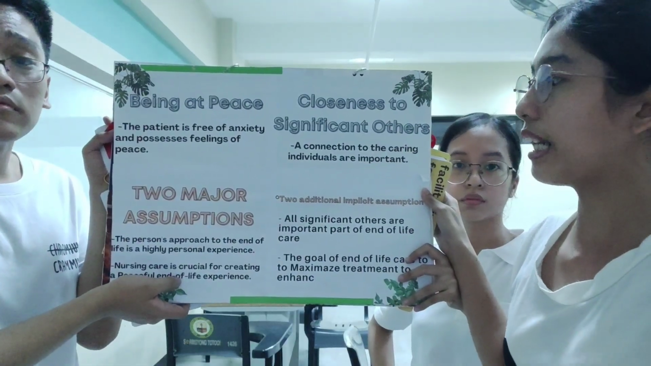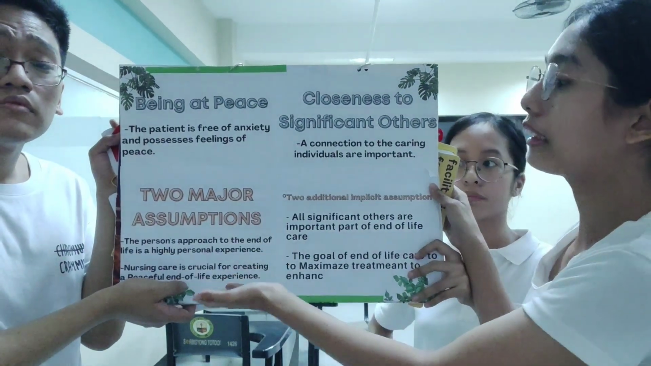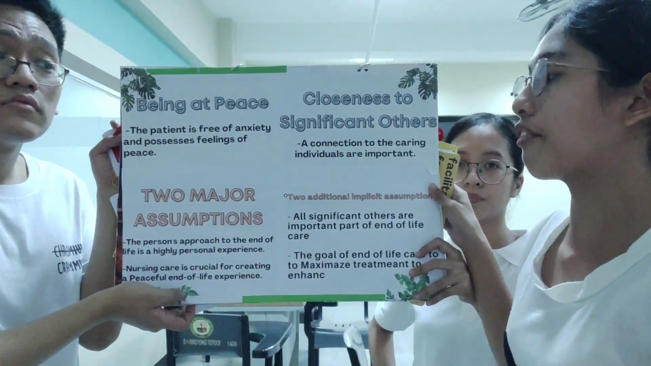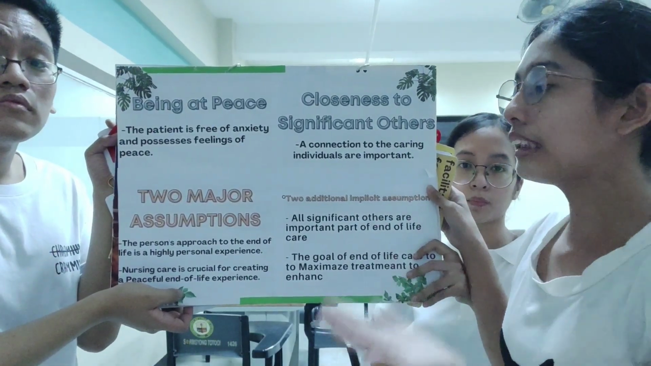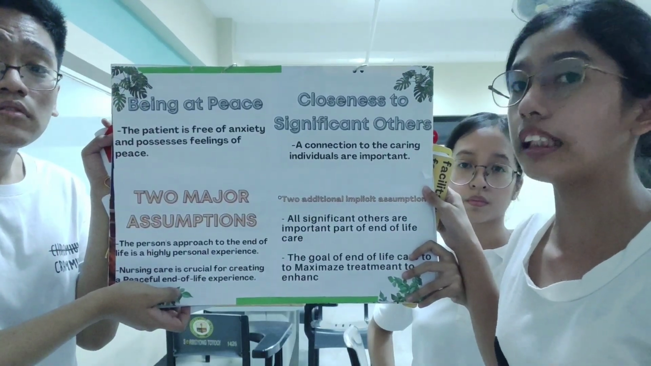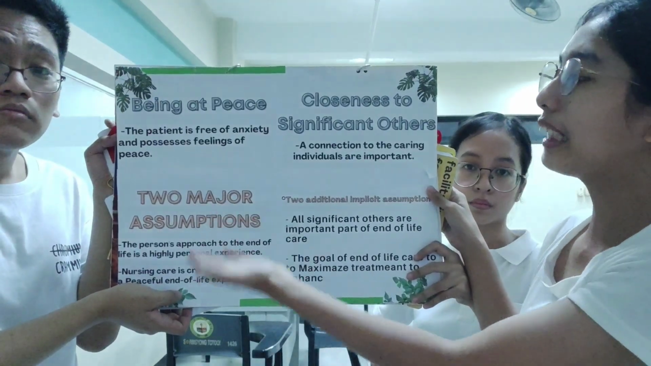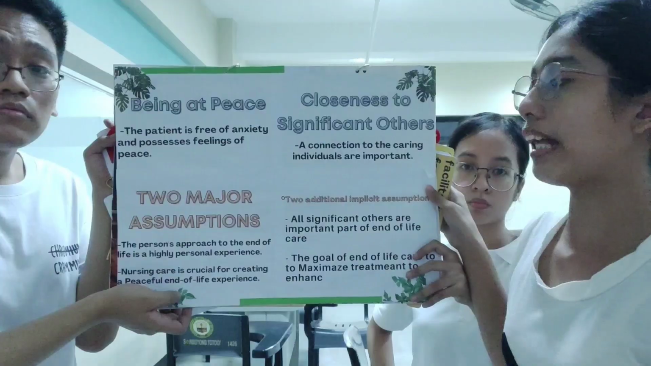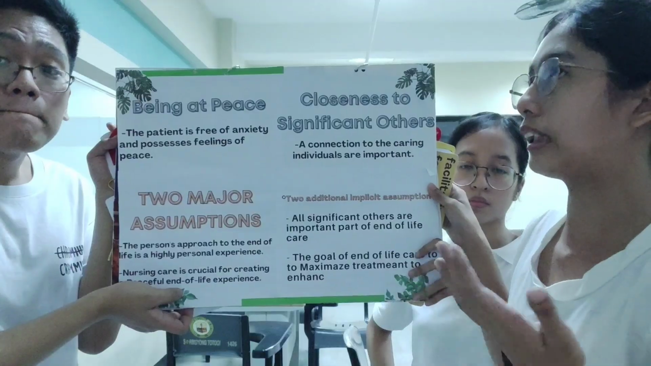The next one is the two major assumptions of this theory. The first one is that the approach to the end of life is a highly personal experience. Since it is a personal experience, it is individualized per patient, it is different for each. That's why the second major assumption is also important: nursing care is crucial for creating a peaceful end-of-life experience.